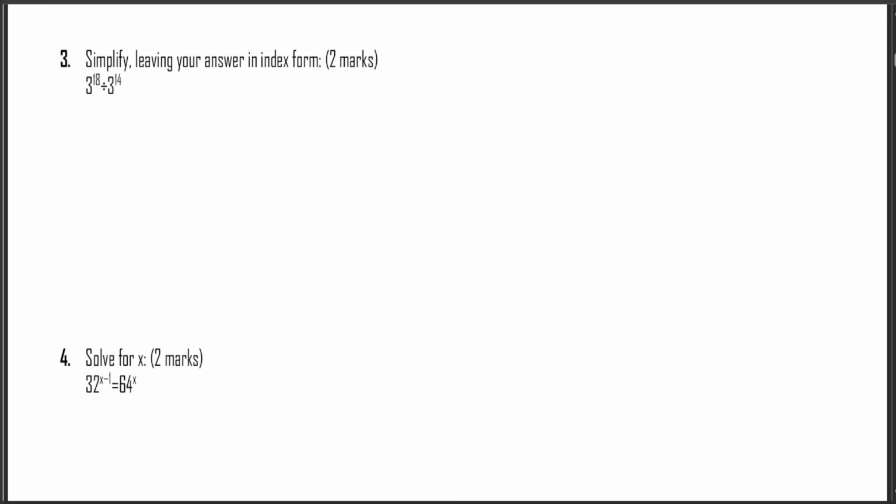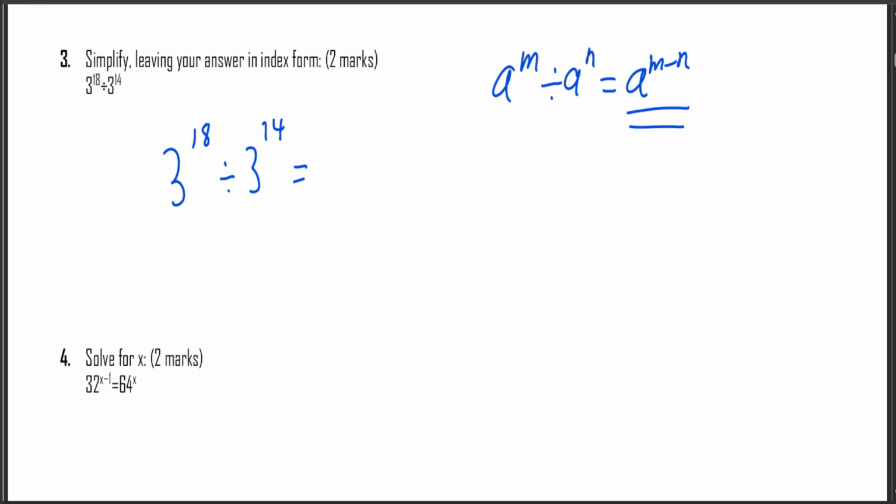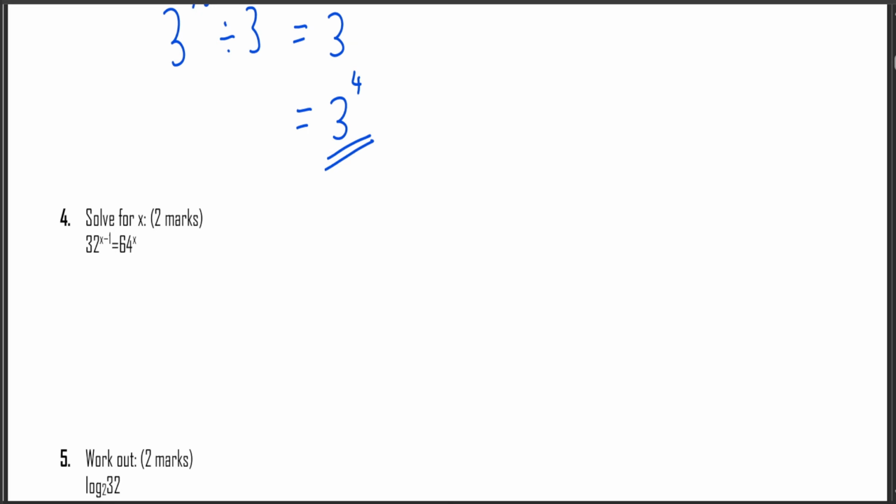Now simplify, leaving your answer in index form. 3 to the power of 18 divided by 3 to the power of 14. Na hii tunasema if you have different powers but same base, you subtract the powers, m minus n. So hapa tuko na 3 power 18 divided by 3 power 14, and you need to subtract the powers, that is 18 minus 14. You're going to get 3 raised to power 4, and that is our answer. Now let's go to the other question.